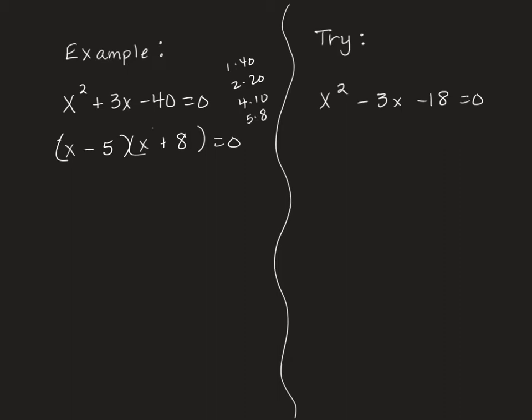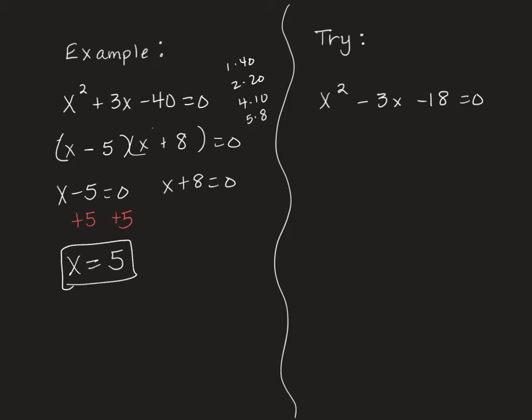So now I'm going to set each factor equal to 0. So x minus 5 equals 0, and x plus 8 equals 0. Just as a recap, a factor is what I'm putting inside the parentheses. So this is a factor, and this is a factor. So I'm going to now solve them. We're going to add 5 to both sides, and you're going to tell me x equals 5. And there's one answer. I'm going to subtract 8 from both sides, and x equals negative 8, and that's my second answer. And there, it's solved.